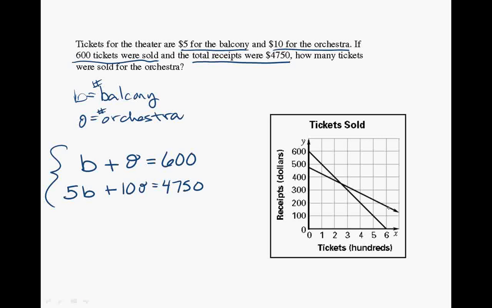Here's a graph for tickets sold. Here's a graph for money. And then we can see here that if they sell 250 tickets, that's where that would give you the amount for each. We'll do some other examples of these. It's actually easier to solve these algebraically, but I'd like for you to see a graph.